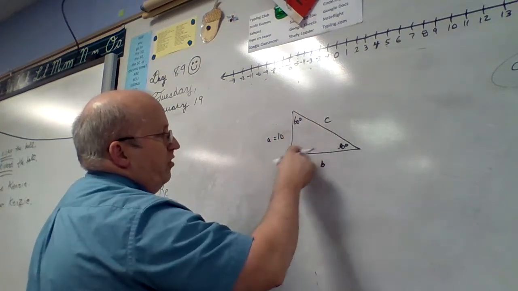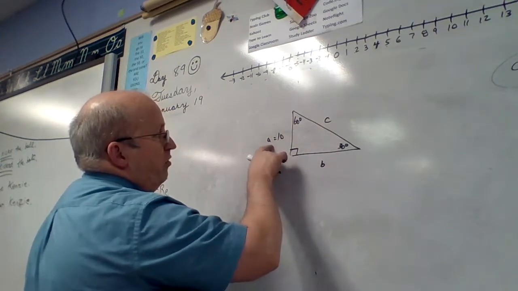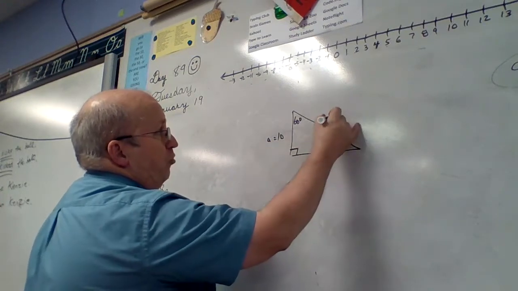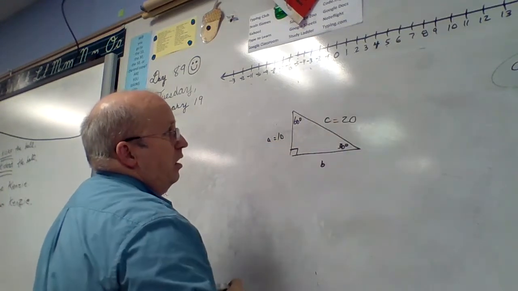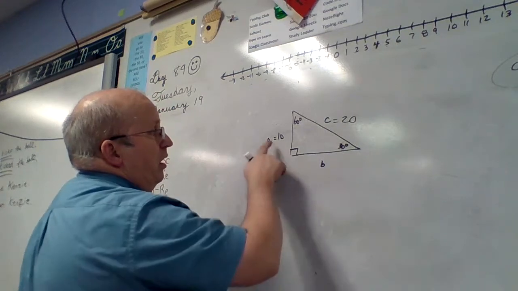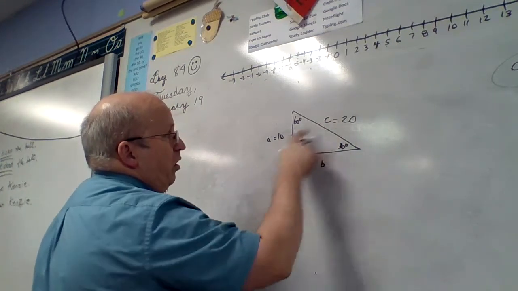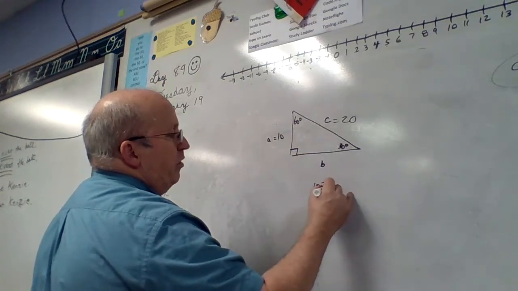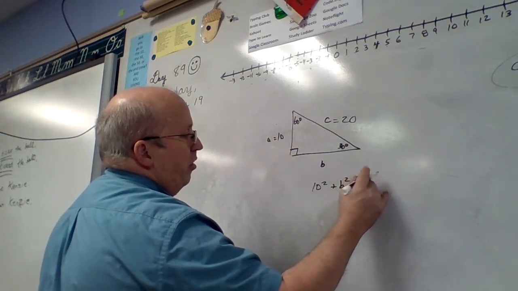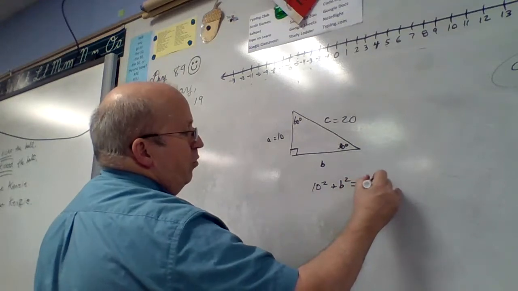The rule about 30, 60, 90 triangles is that if you take the smallest side and multiply it by 2, you get the largest side, the C value. A times 2 gives you C. 10 times 2 is 20. If I know that, I can use the Pythagorean theorem, and I can solve for the value of B.